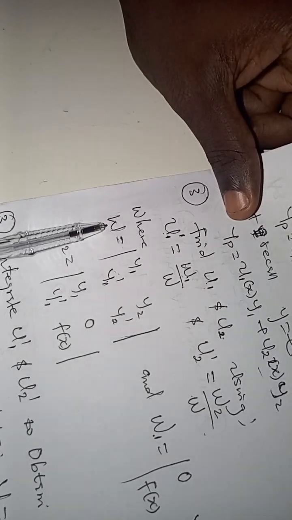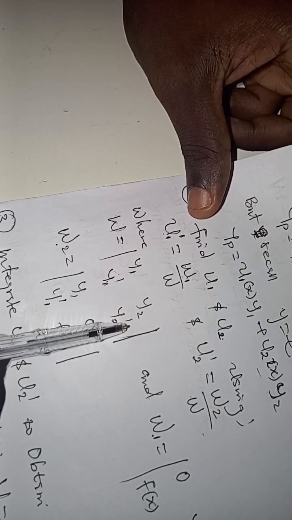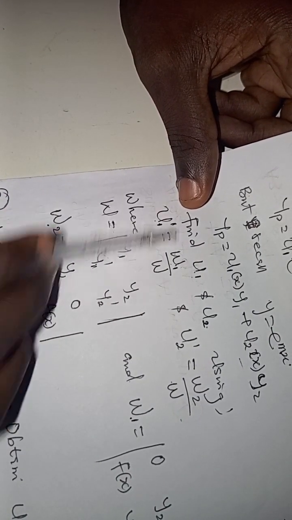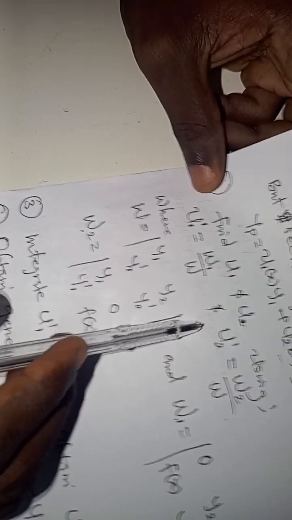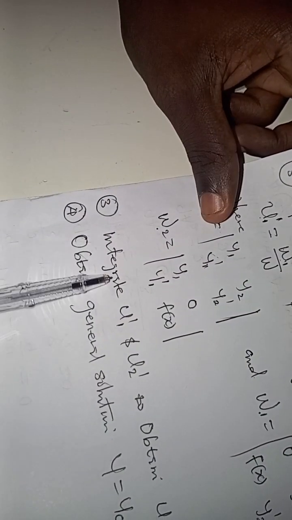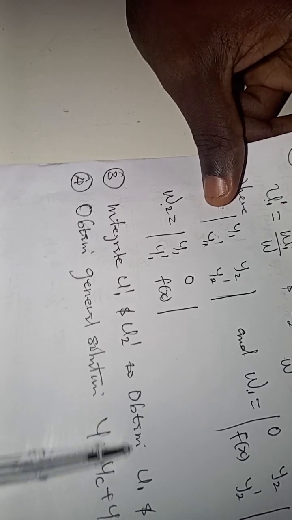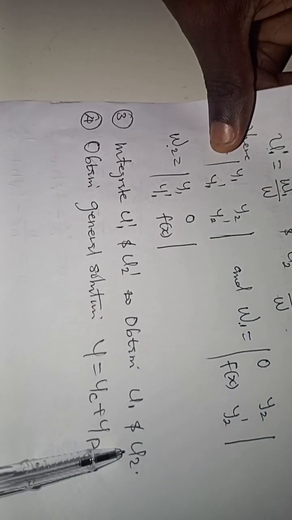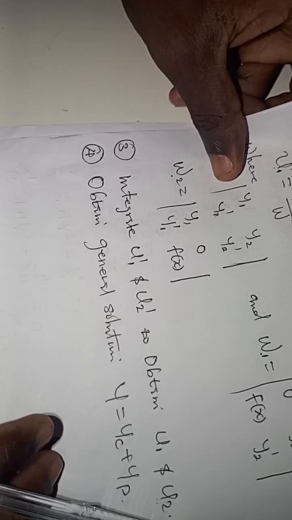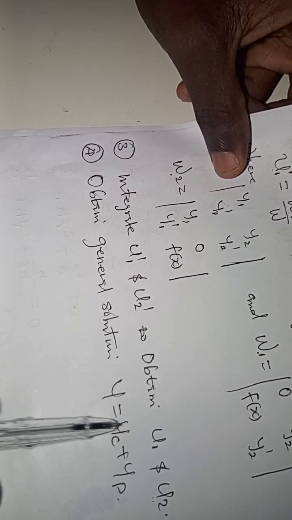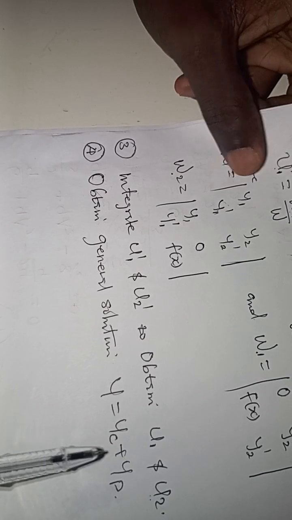And I also give you the first and second derivatives, which we are going to substitute into this expression in order to get this. After we've done that, we are going to integrate u1 prime and then u2 prime in order to obtain u1 and then u2. And after that, we are going to obtain the general solution y equal to yc plus yp.